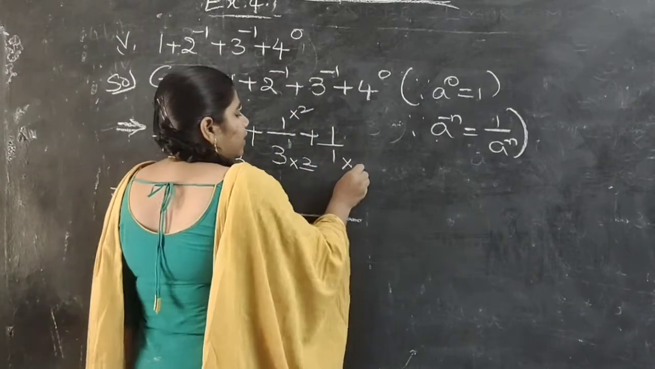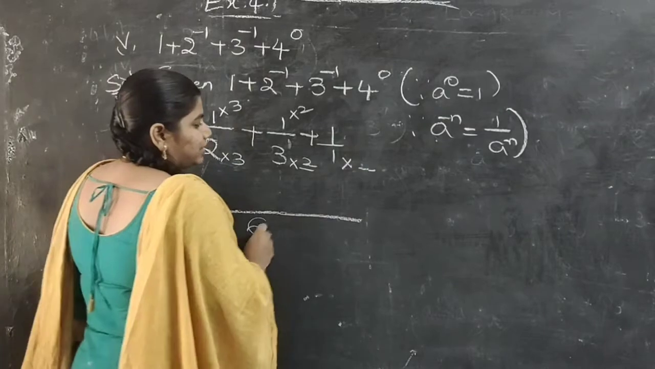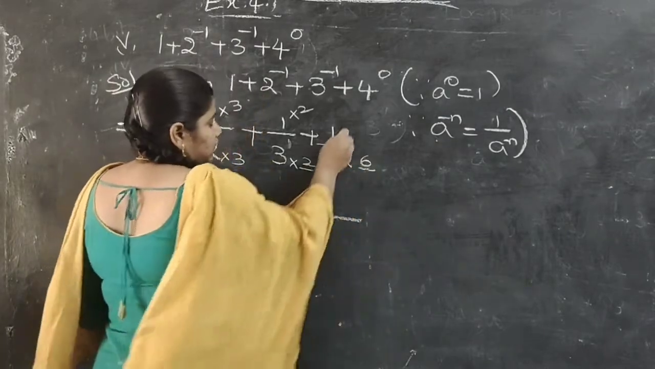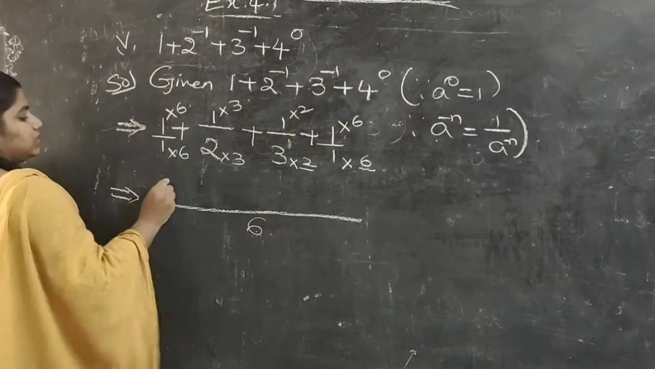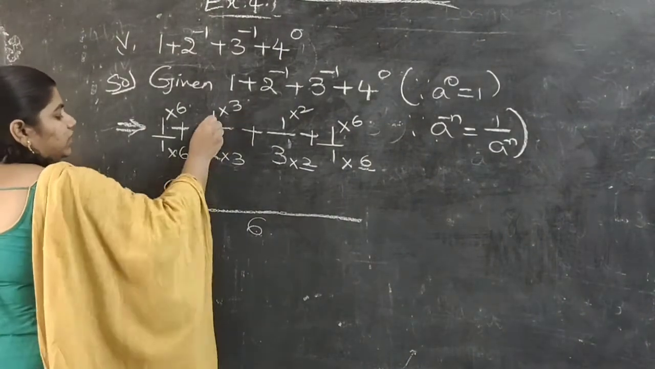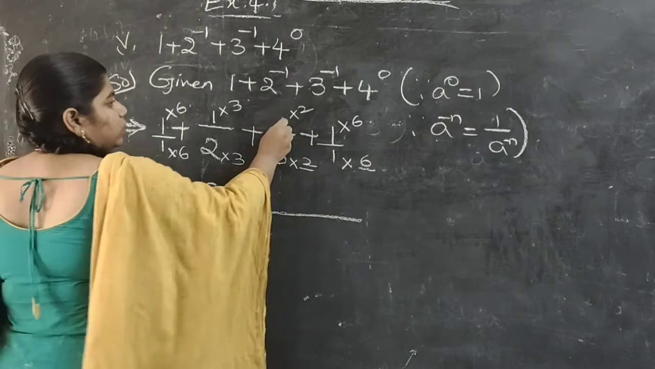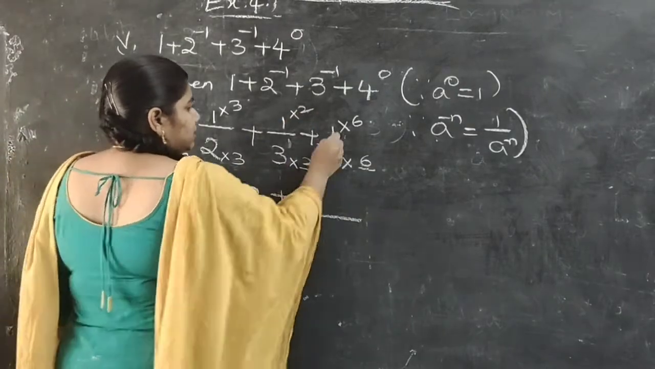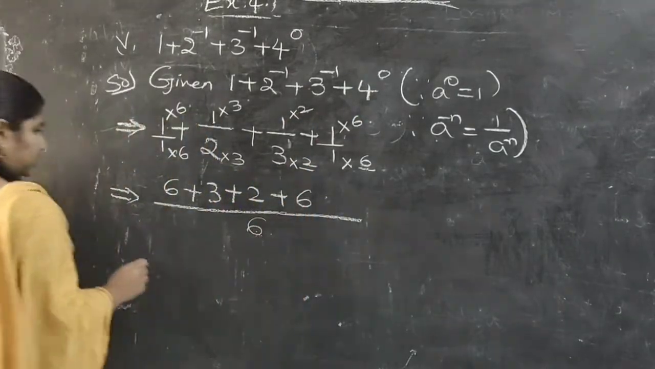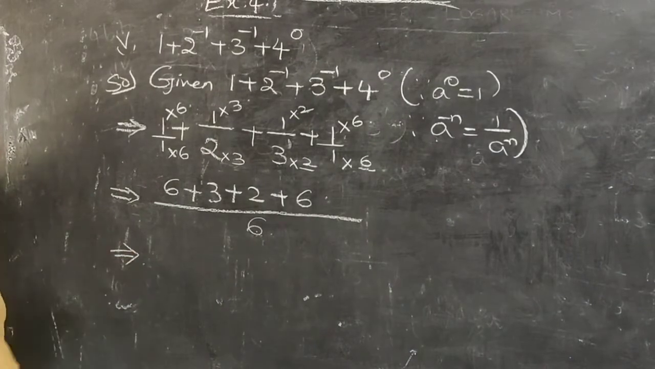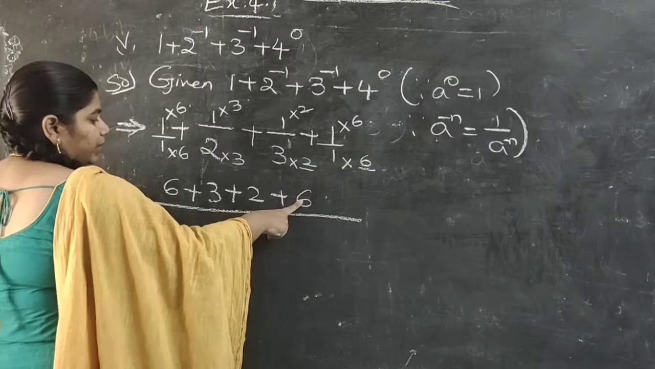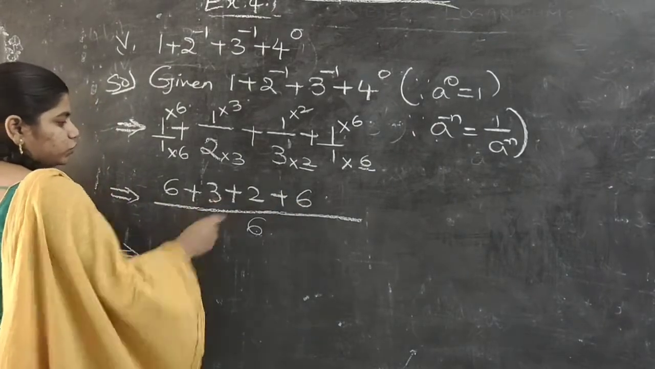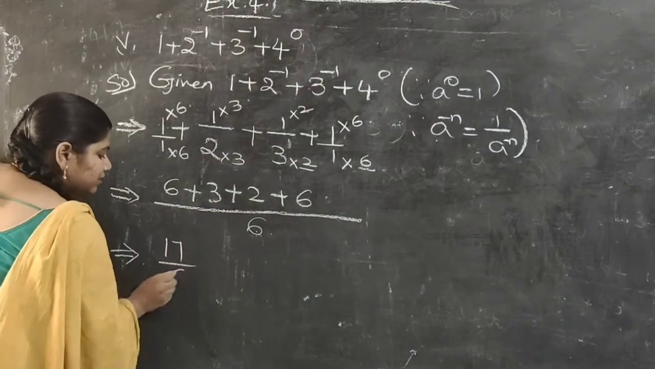So for 1, how much will you multiply to get 6? 1 6s are 6. So the same value multiply in the numerator also. Now 6 1s are 6 plus 3 1s are 3 plus 1 2s are 2 plus 1 6s are 6. So what is the answer here? 6 plus 3... 6 plus 6 is 12, 12 plus 3 is 15, 15 plus 2 is 17. So what is the final answer?